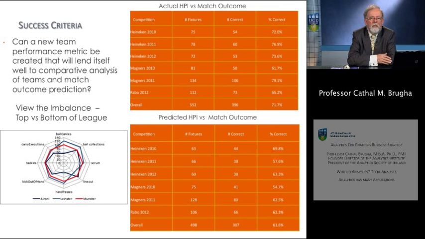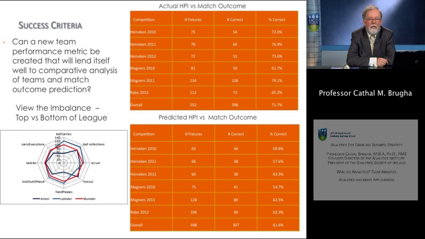So here are 2 tables summarizing the outcomes and predicted. The top one is the actual hot performance indicators versus the match outcomes, and the one below is the predicted versus the match outcomes. And so when you're actually doing it in terms of the hot performance indicators and that particular match, then you're going to see more of a correlation. But when you're doing about the predictor, it's talking about predicting for the next match.